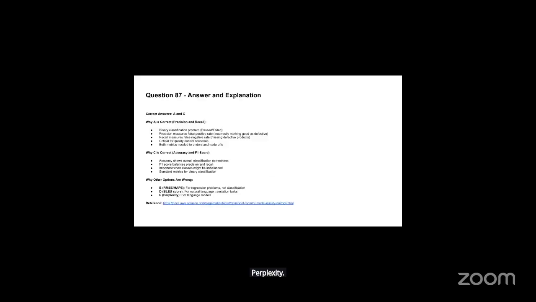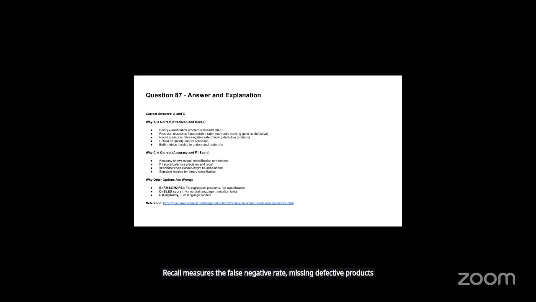A and C. So there's precision and recall. This is a binary classification problem with pass/fail. Precision measures the false positive rate, which is incorrectly marking good as defective. Recall measures the false negative rate, missing defective products. It's critical for quality control scenarios, and both metrics are needed to understand the trade-offs.